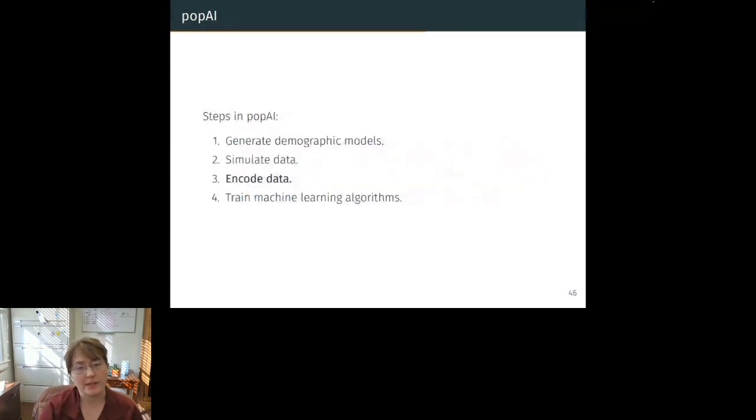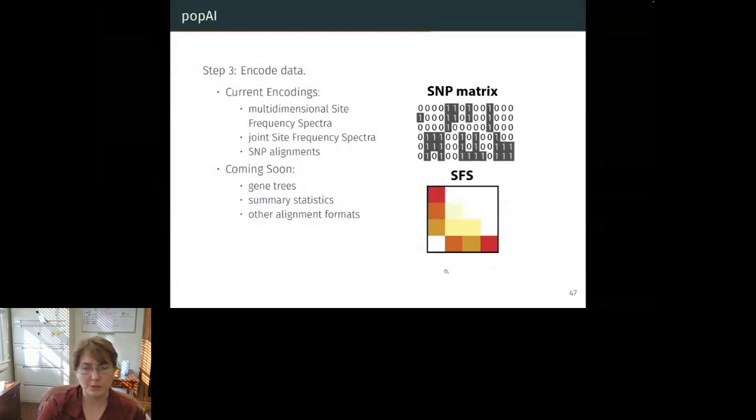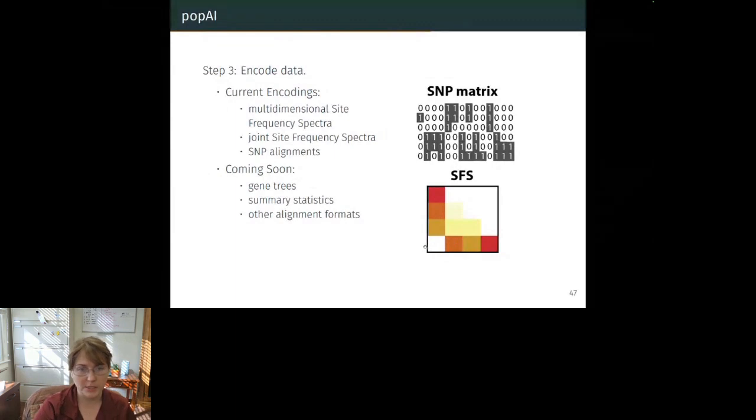Finally, we'll encode the data. We encode the data as multidimensional site frequency spectra or joint site frequency spectra. If you're not familiar with site frequency spectra, these are encodings of SNP data, where essentially this is a site frequency spectrum for two populations. And this cell here, for example, counts the number of times that the derived allele occurs once in this population and 0 times in this population. And so this is a really nice summary of SNP data.